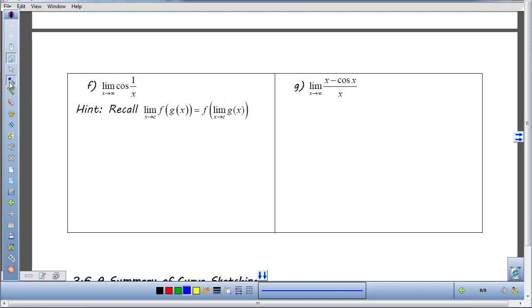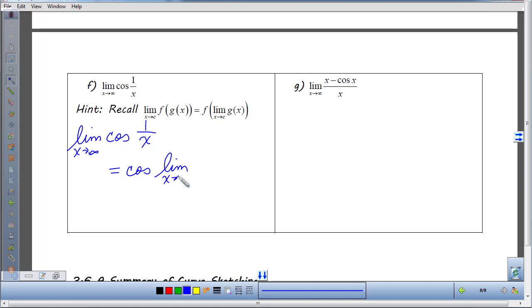So let's do it again. If we're interested in the limit as x approaches infinity of cosine of 1 over x, that's equal to cosine of the limit as x approaches infinity of 1 over x. And of course, we know that the limit as x approaches infinity of 1 over x is 0. So we can look at cosine of 0. And we know cosine of 0 is equal to 1.